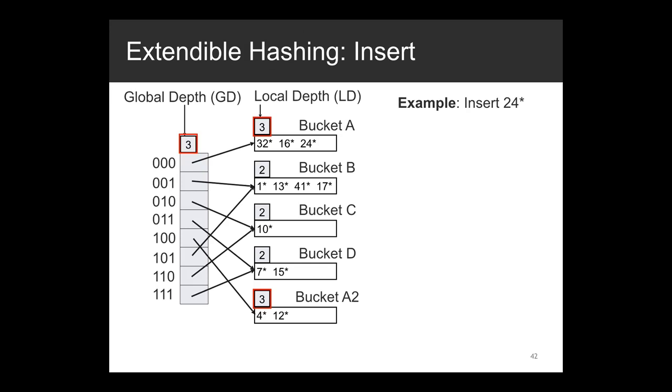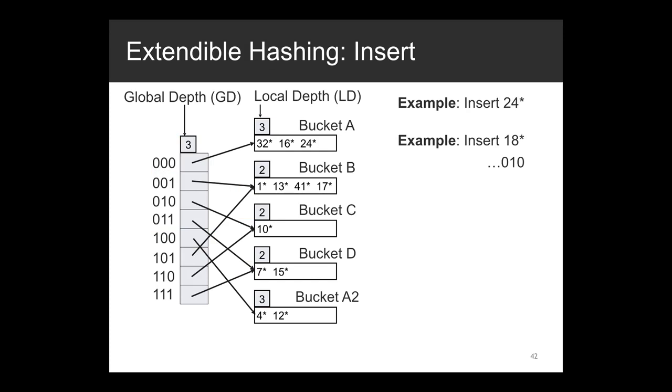Notice that only the split image ones have the new local depth of 3. The other buckets have a local depth that is less than the global depth. Okay. What happens if you insert 18 into this index structure that is given to you now? Now this is an extendable hash index that's in a valid state. Now I want to insert 18. Where does it go?